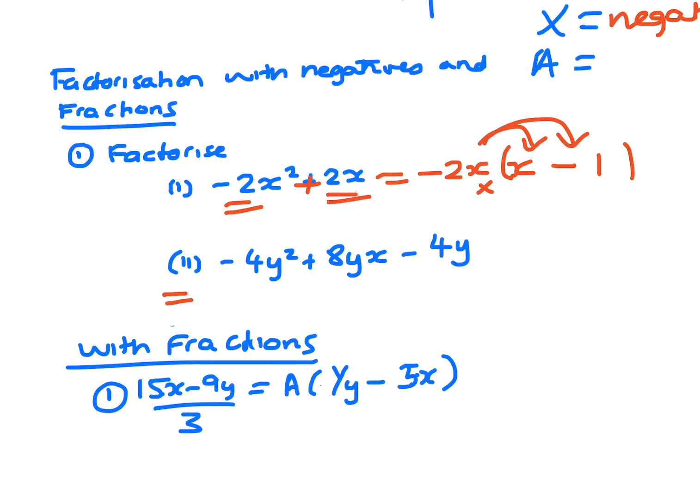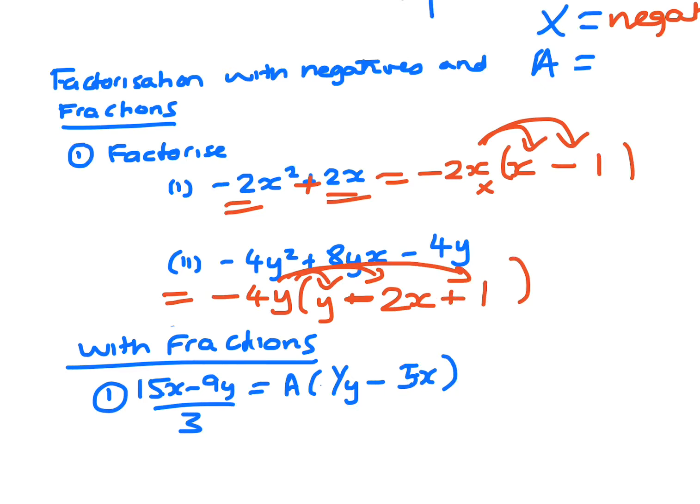So this one here, you've got minus 4, 8, and 4, so take out a minus 4y, y squared, y, and y. Okay, so what's left? Minus 4y times y will give you minus 4y squared. Minus 4 times, now you took a minus out, so that's going to have to change to a minus 2x. Minus 4y times what will give you minus 4y? It'd have to be plus 1.